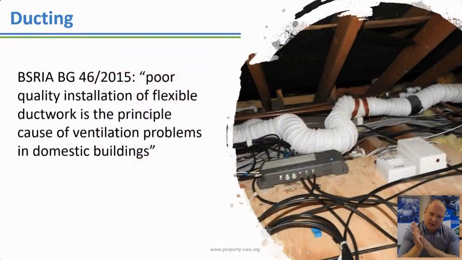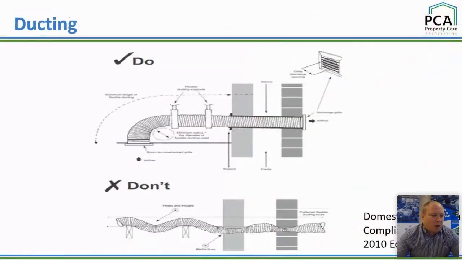Ducting. Ducting is the devil's work. BISRIA say that poor quality installation of flexible ducting is the principal cause of ventilation failures. We're going to look at a number of particularly poor installs. This is from the Domestic Ventilation Compliance Guide 2010, and I'm not sure how that's coming across on the screen, but it shows what a good install and what a bad install look like.